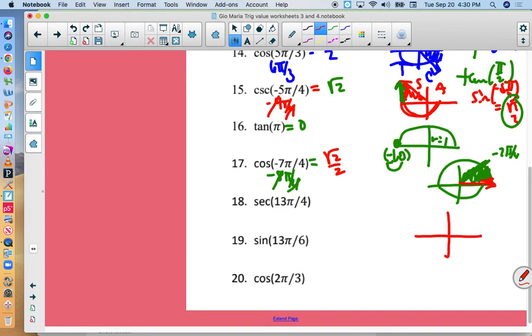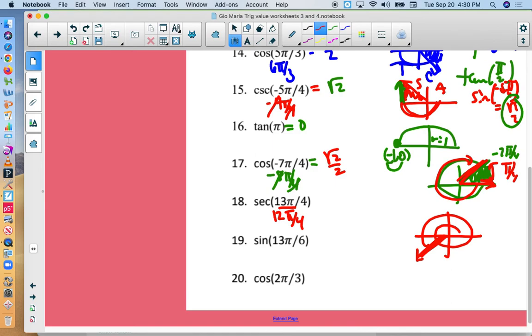All right, secant of 13 pi over 4. By the way, there's this word coterminal, negative 7 pi over 4. Going all the way around this way is coterminal with pi over 4 going this way. So this has a coterminal angle. Your closest multiple of 4 is 12, which takes me to 3 pi. 1 pi, 2 pi, that's 12 pi over 4, so 13 pi over 4 goes into the third quadrant.